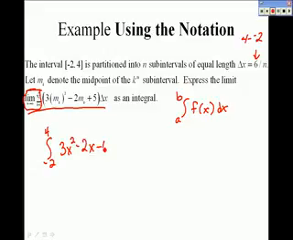So 3x squared minus 2x plus 5 is going to help us to find that height of the rectangle. And then change in x just gets changed to dx. And that's the end of the story.